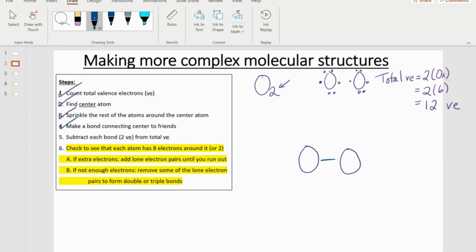Then we remind ourselves that each bond is made up of 2 electrons. We take those 2 electrons and subtract them from 12, so we have 10 electrons left. So we're done with step 5.